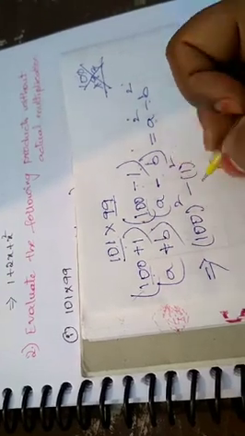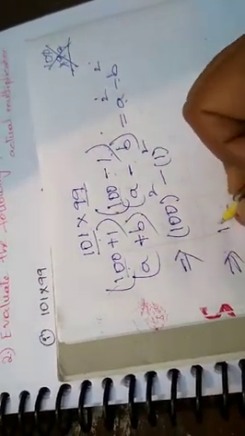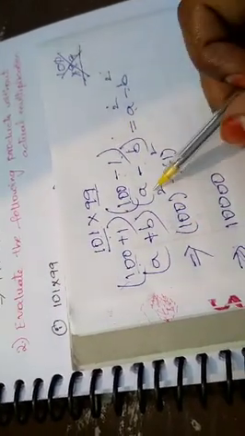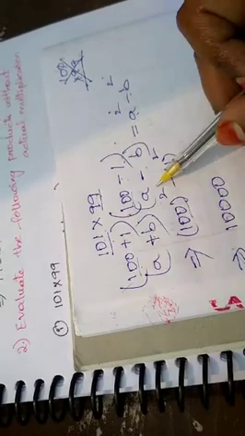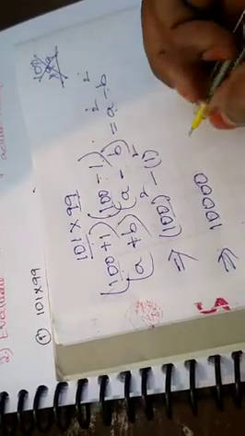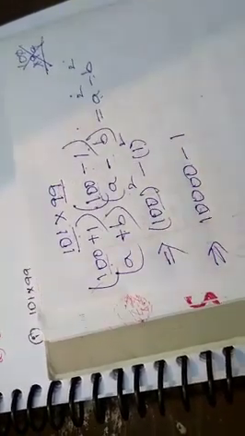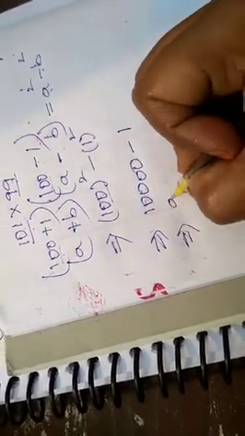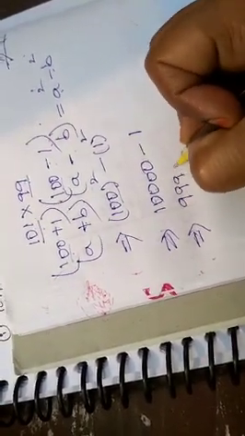Okay, so 100 power 2 means you will get 10,000. How many zeros do you have here? 2. So 2 into 2, 4. So you will get 4 zeros. Minus 1, so 10,000 minus 1 gives you 9,999. So this is your answer.